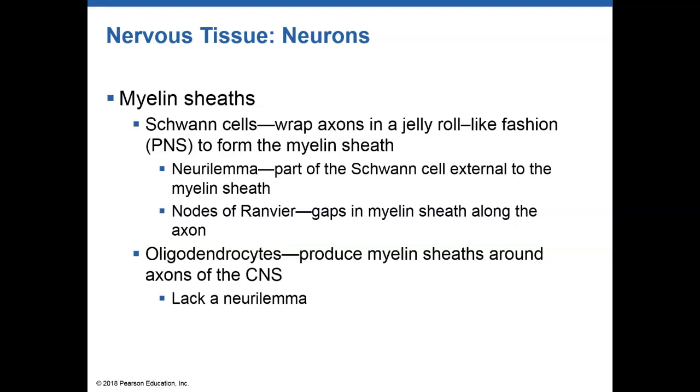Schwann cells, each cell produces its own little wrapping, and the gaps between the cells form the nodes of Ranvier. The Schwann cell itself is part of the wrapping, and that's called the neurolemma. So it's a part of the Schwann cell external to that myelin sheath, whereas oligodendrocytes can produce multiple myelin sheaths around multiple axons. They just produce the myelin. There's no neurolemma with them.